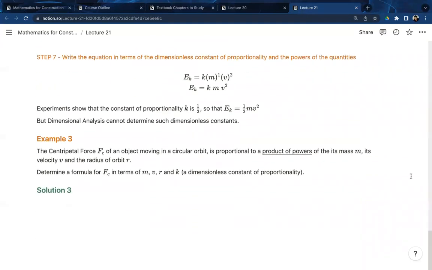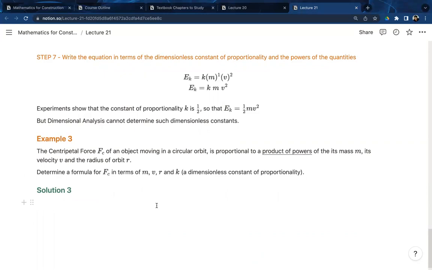So what I want you all to do is try this example here. Centripetal force, FC, of an object moving on a circular path. They say the force is proportional to the product of powers of what? Mass, velocity, and radius. So we have m, v and r. We have 3 quantities on the right hand side, m, v and r, and we have a dimensionless quantity k, which you don't need to worry about. And that is equal to FC.